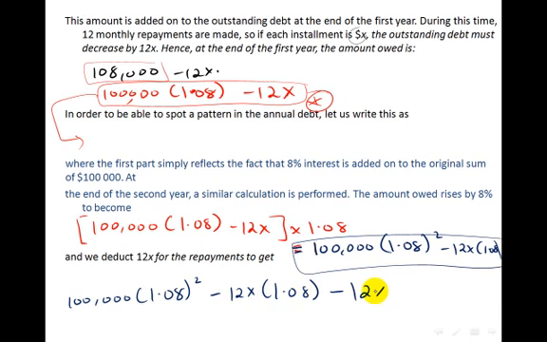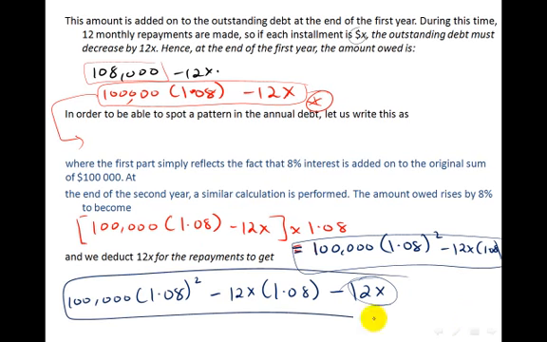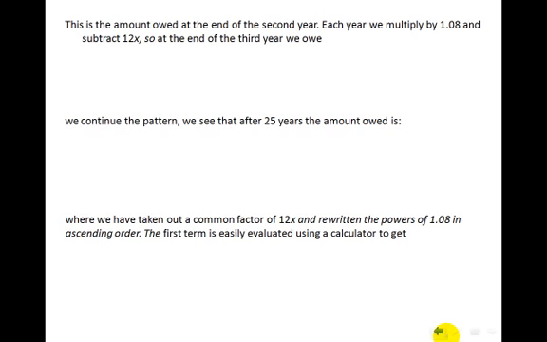Minus 12X, because in the second year again you'll pay another 12 payments. Okay, so this will be what you owe at the end of the second year. This is the amount owed at the end of the second year. Each year we multiply this sum by 1.08 and subtract 12X.